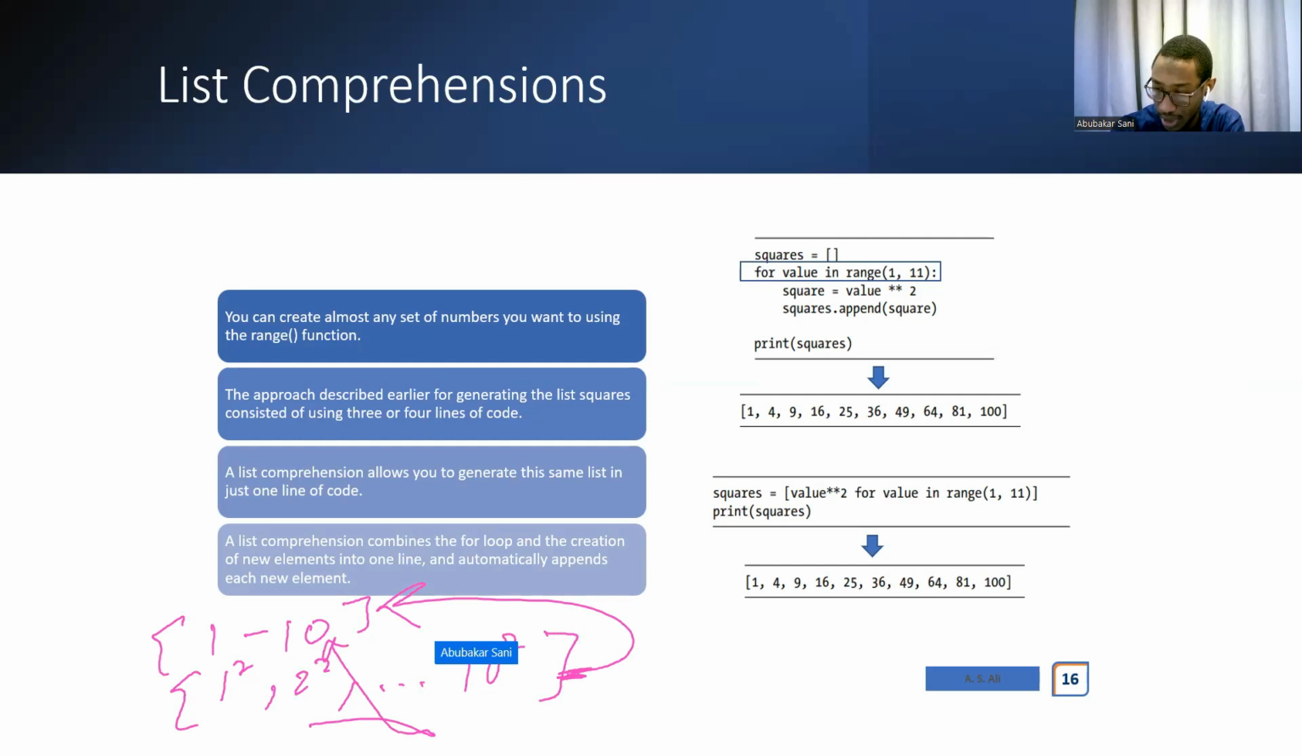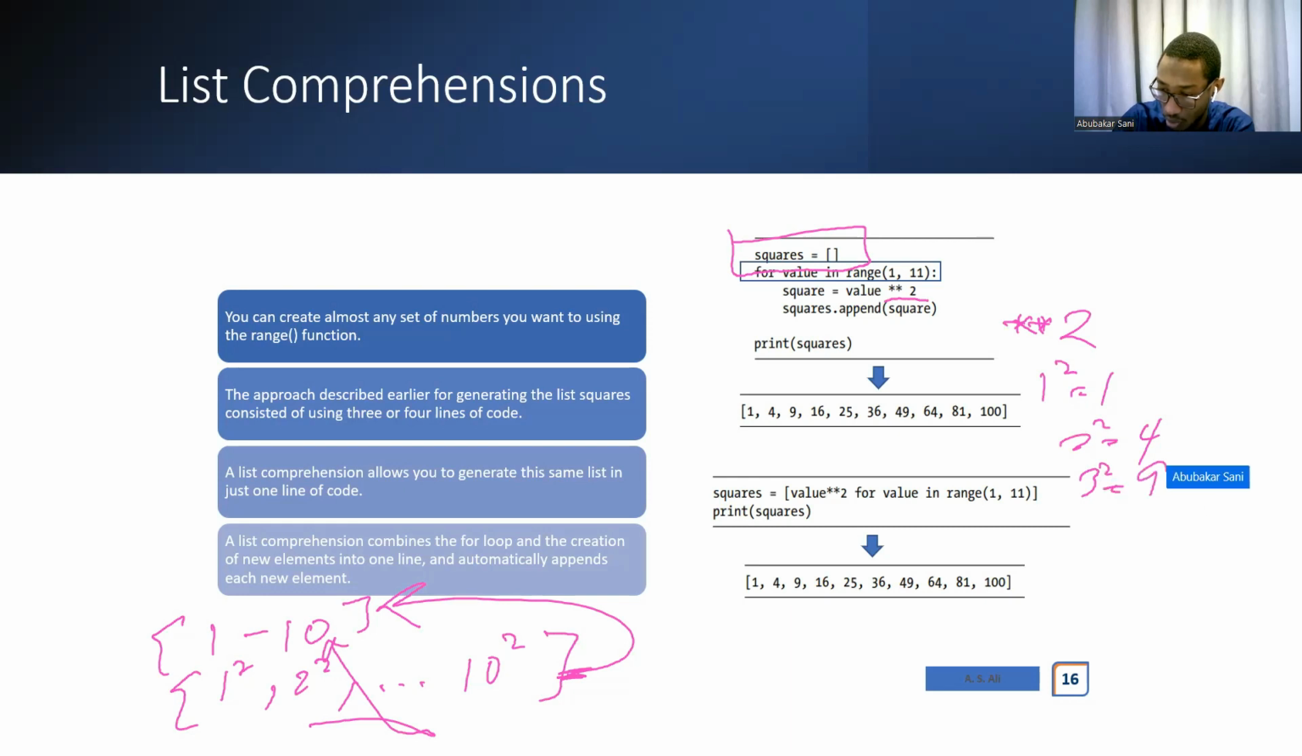So this is exactly what we do here. You say for value in range 1 to 11. We have an empty list here called squares. So square is equal to value squared. This is how you do exponent in Python. It's a double asterisk. So 1 squared is going to be 1, 2 squared is going to be 4, 3 squared is going to be 9. Then we will be appending to squares, to the list called squares.